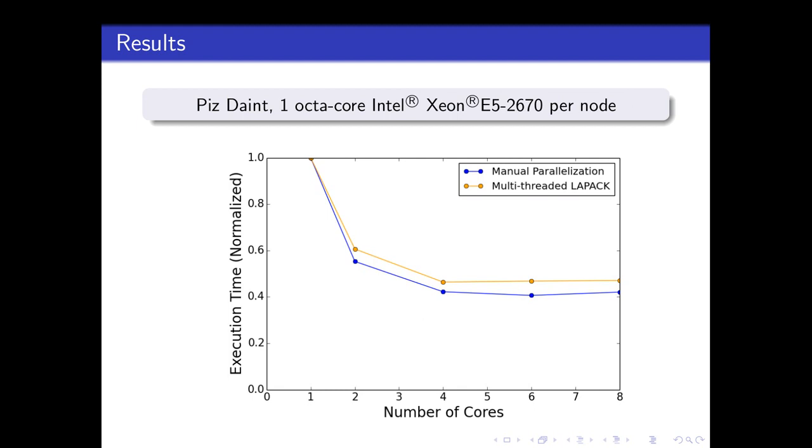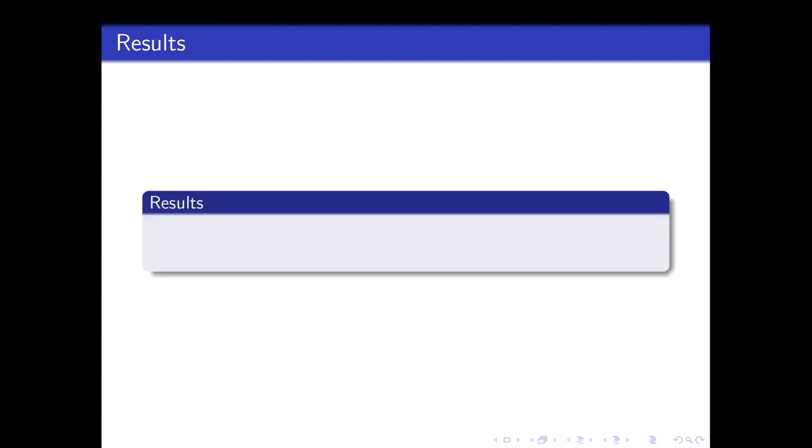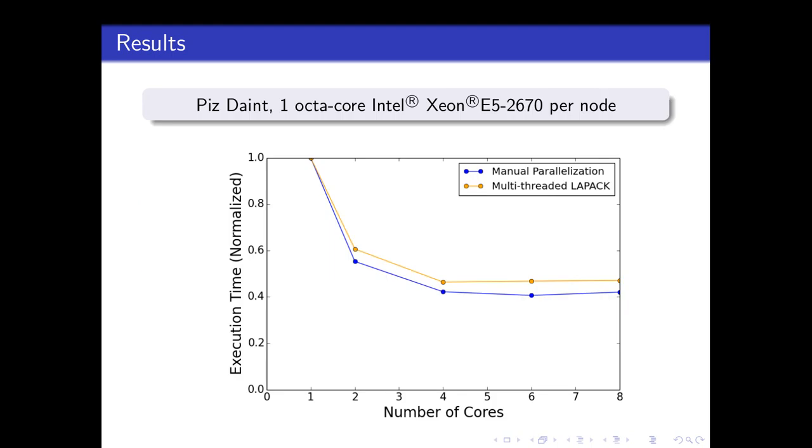On Piz Daint, which is a hybrid cluster machine located at CSCS in Lugano, we were unfortunately not able to obtain similarly good results. Here the speedup achieved was only slightly better than a factor of 2, and also the advantage of the manually parallelized version is almost gone.